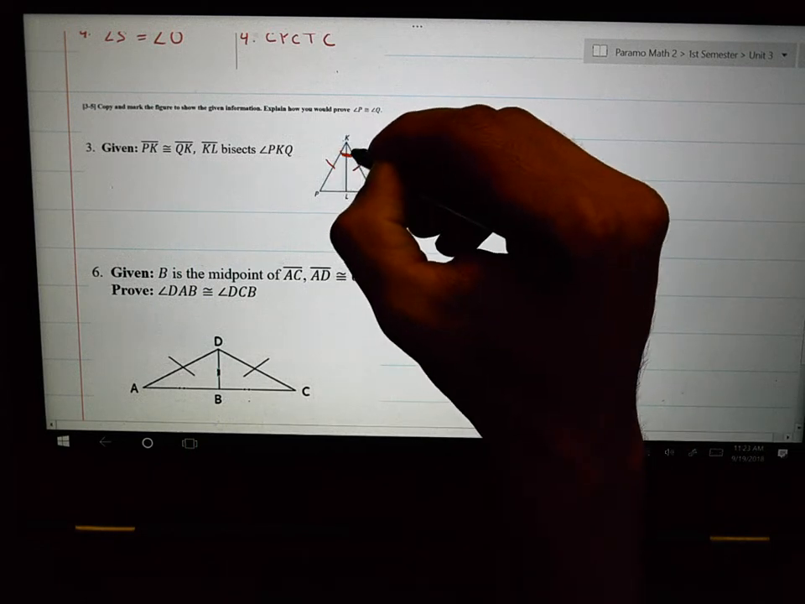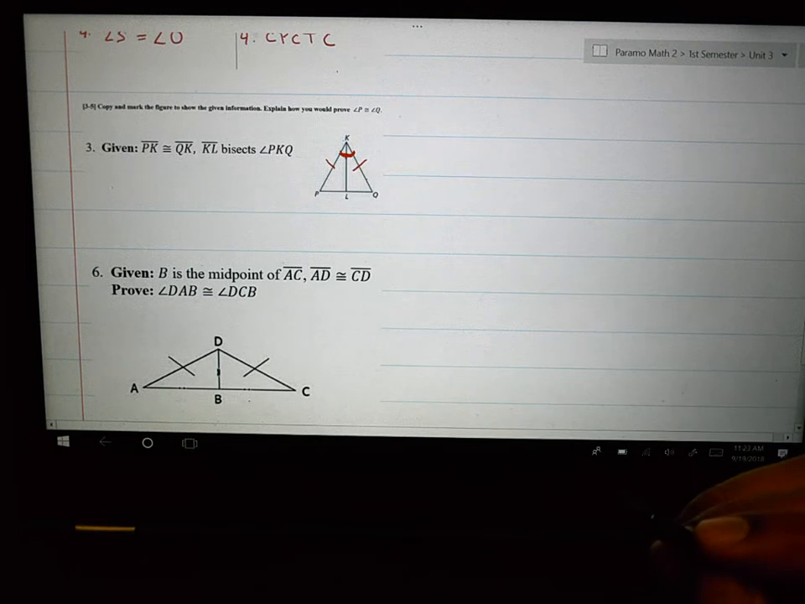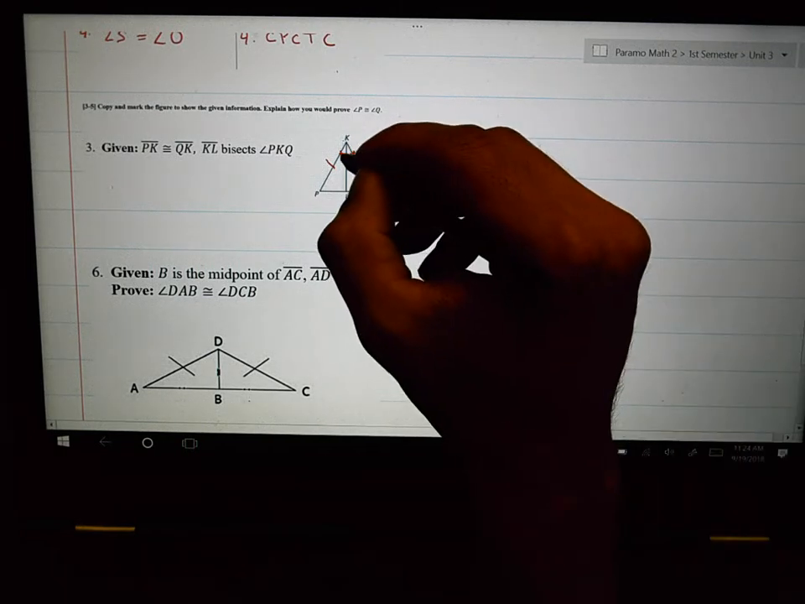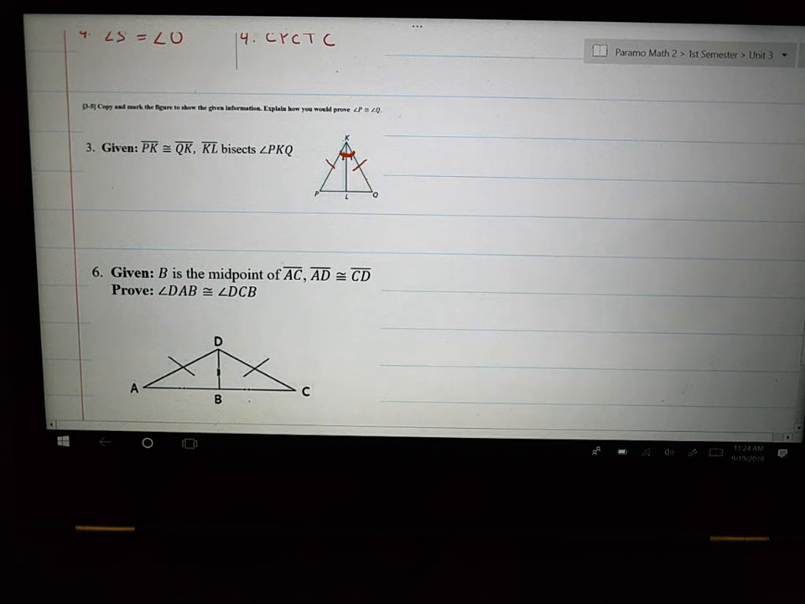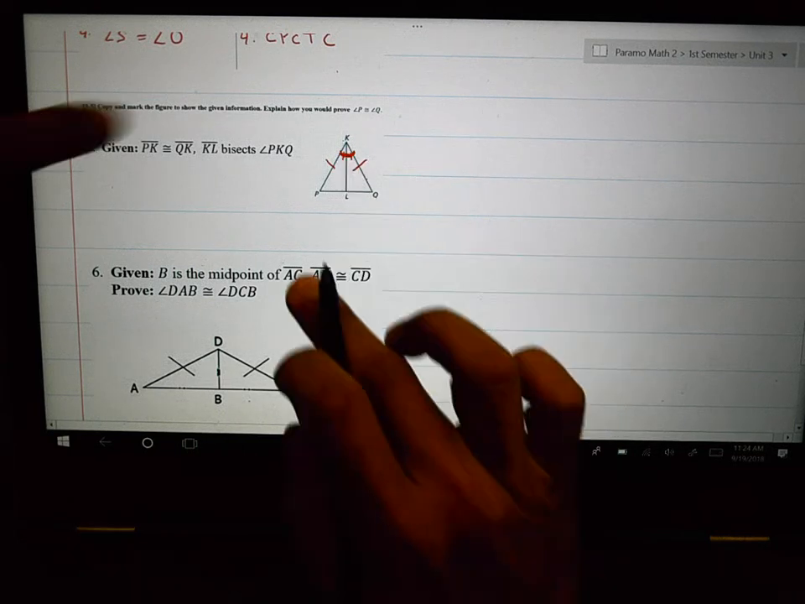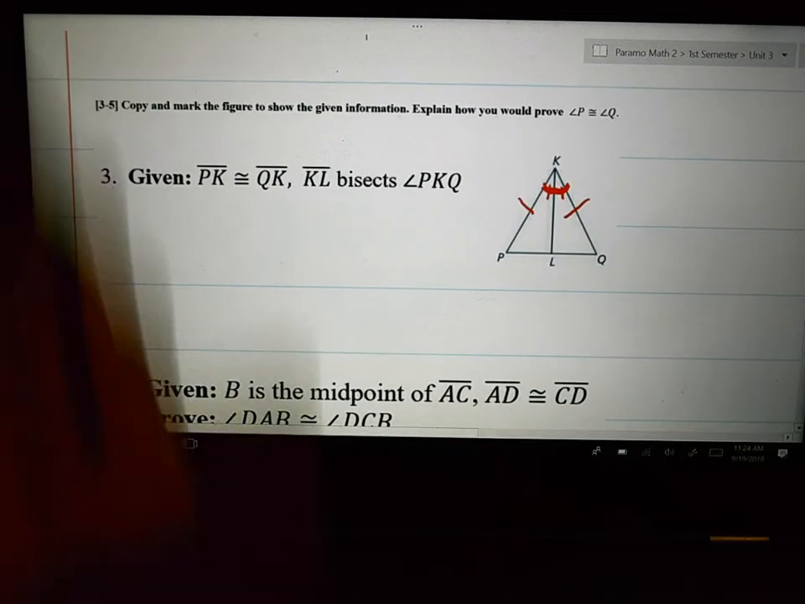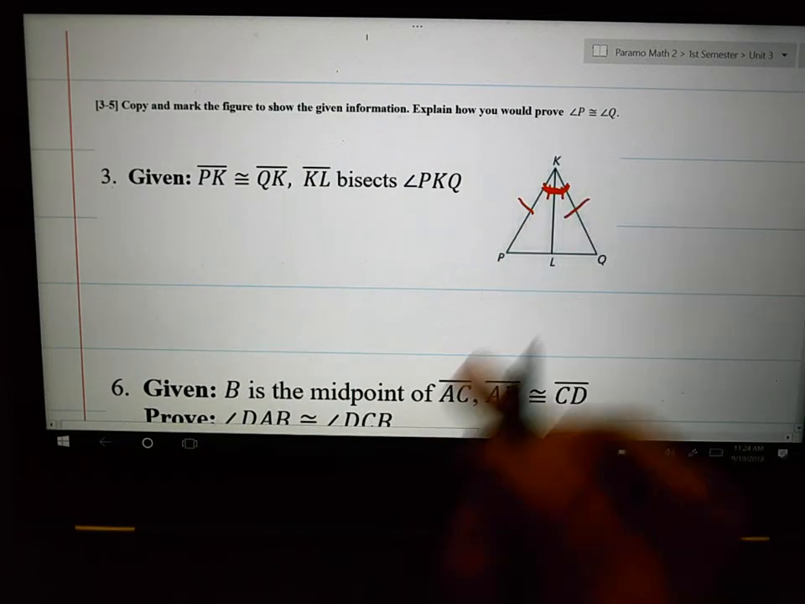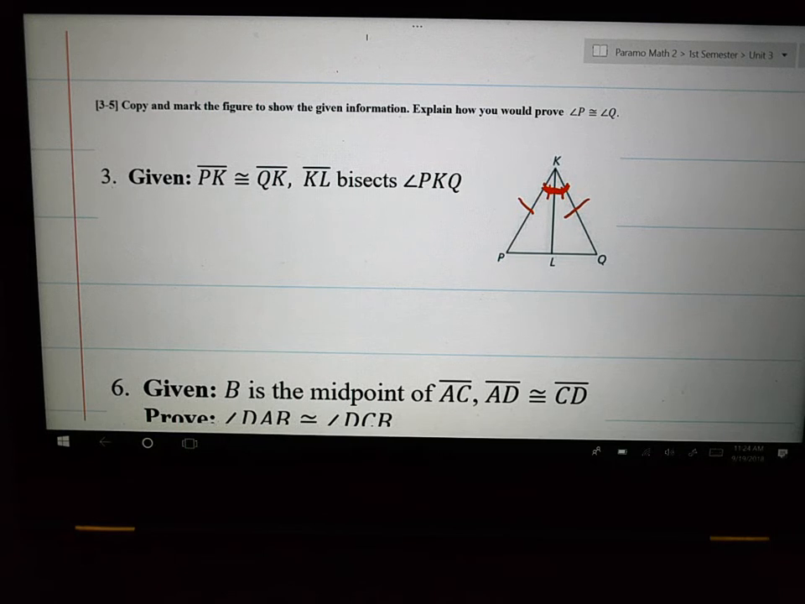This angle gets bisected. I hope you know what the word bisect means. It means cuts into 2 equal pieces. So I'm going to actually draw that this gets cut into 2 equal pieces right there. Let me make that a little bit bigger. So how am I going to prove that this angle is congruent to that angle?